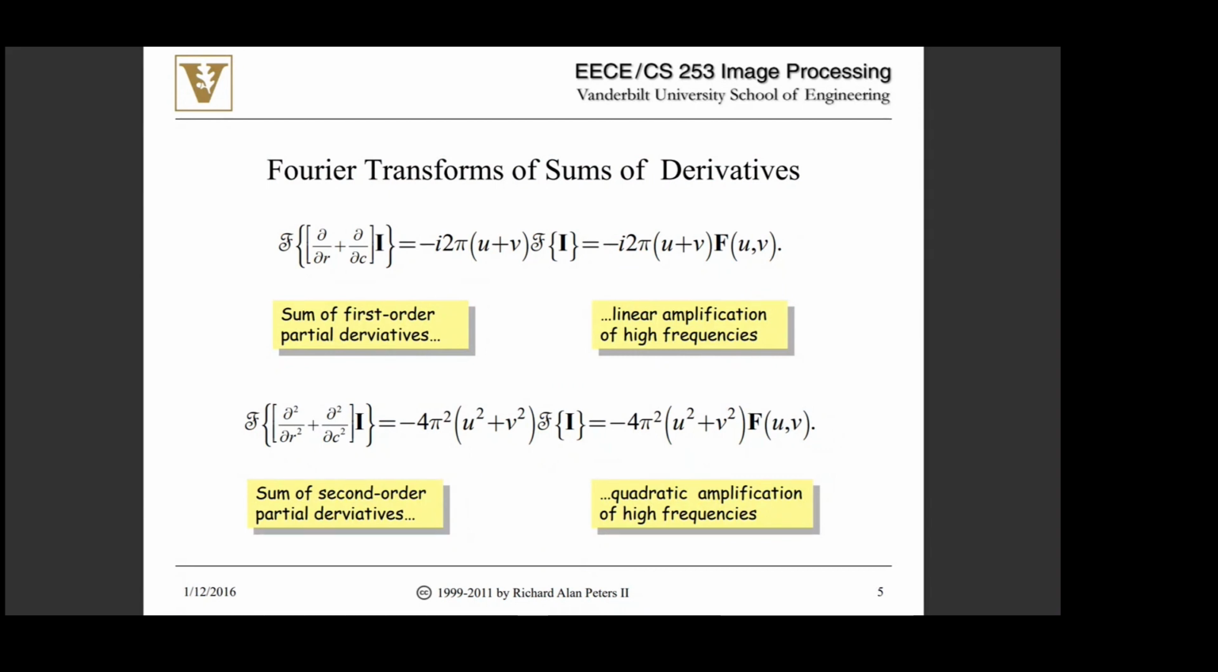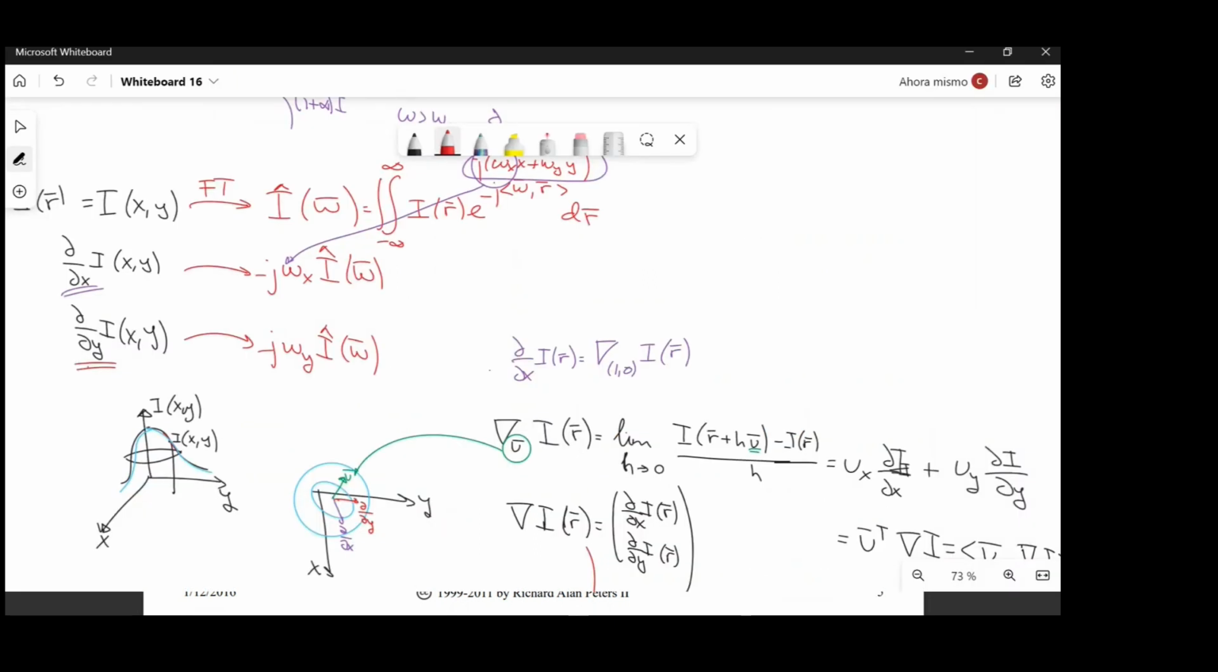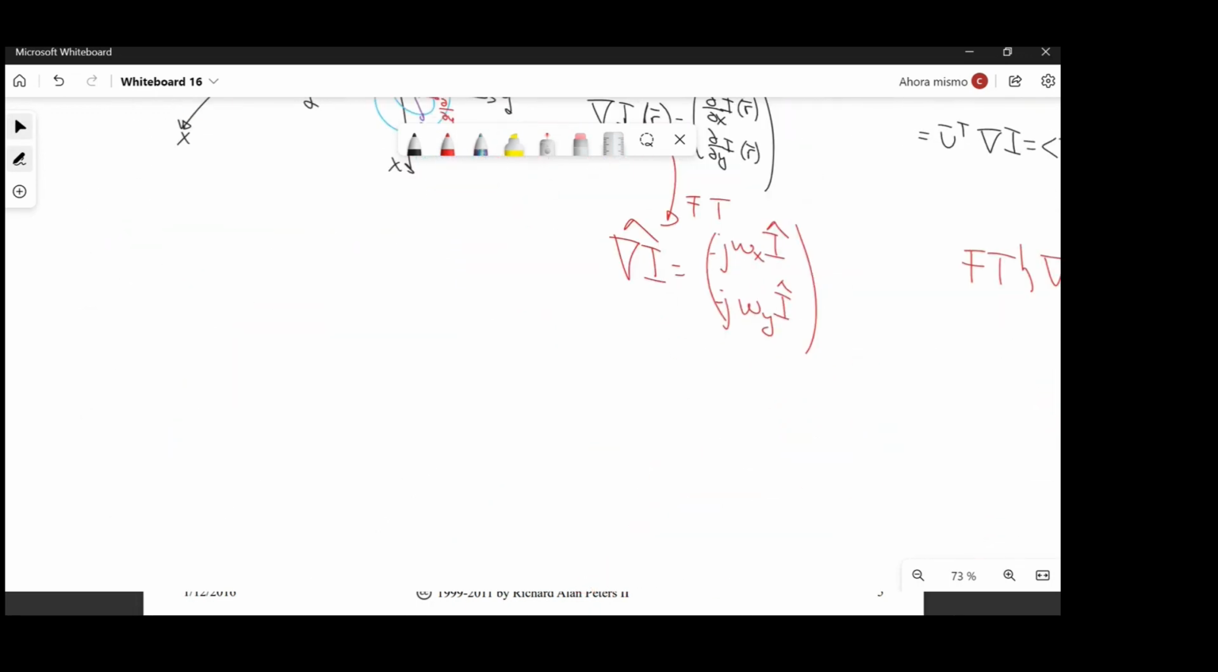Then I can sum derivatives and I can compute second derivatives. So let's look at the second derivative. We have a function, I have an image. I can compute the derivative with respect to x, and I can compute the second derivative with respect to x. For the second derivative, first you compute the first derivative, but then you differentiate again. And I can compute Fourier transforms. So the Fourier transform of this is this one.